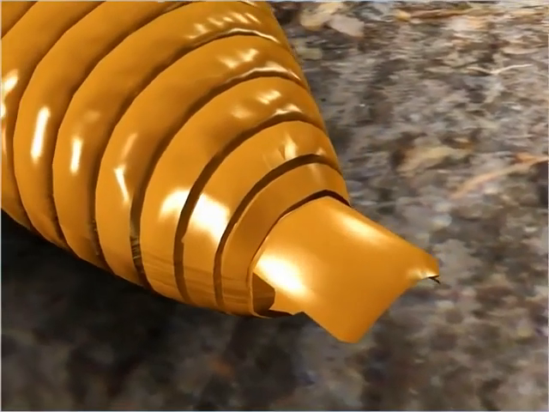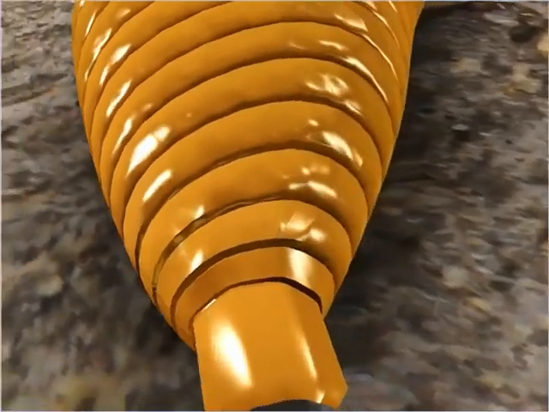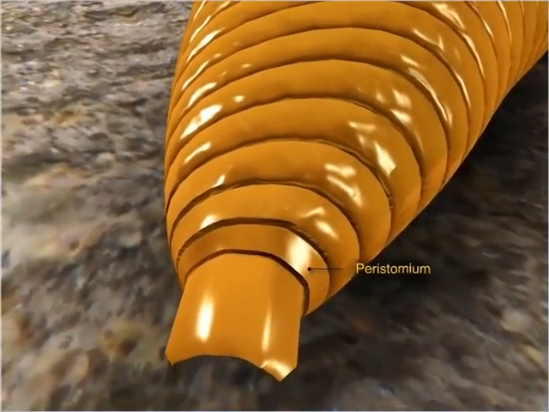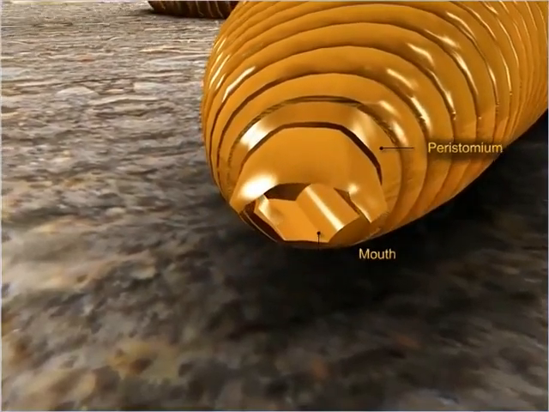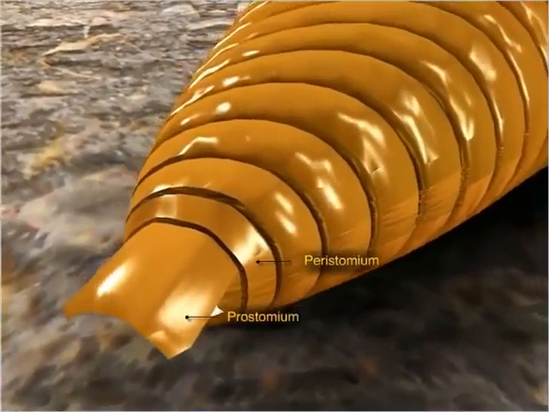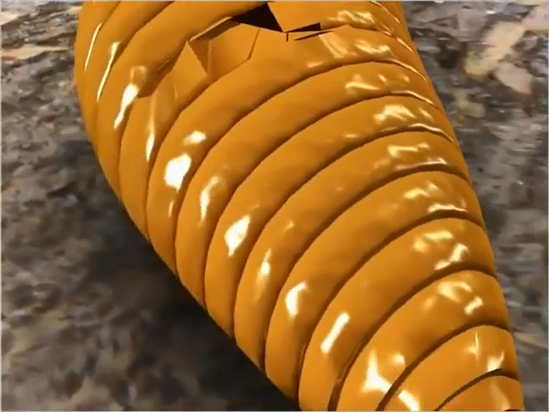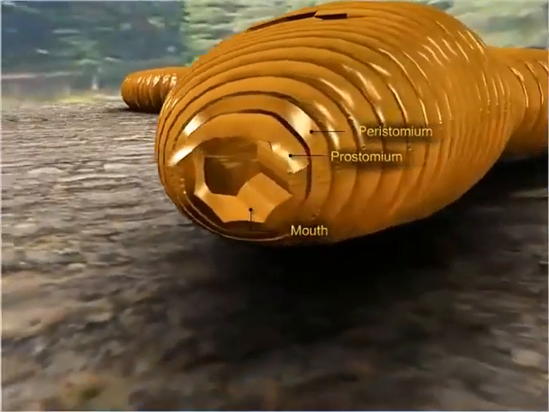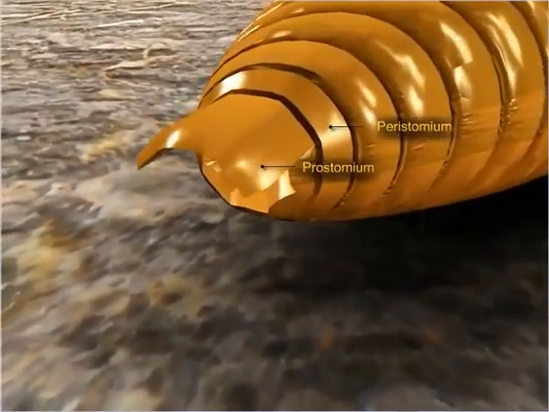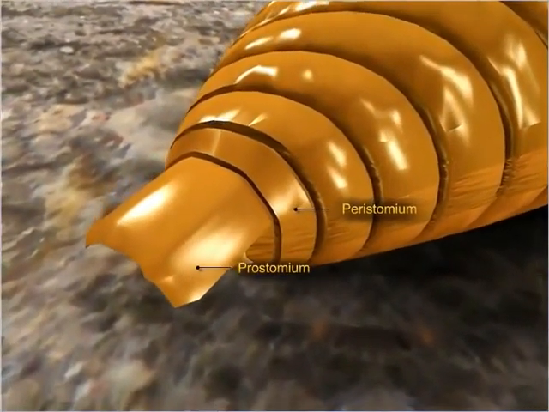The first segment of the earthworm's body is called the peristomium. The peristomium consists of a ventral opening known as the mouth, in addition to a prostomium. The prostomium is a lobe-like extension that is located dorsally on the mouth and forms the cover of the mouth. It acts like a sensory organ.